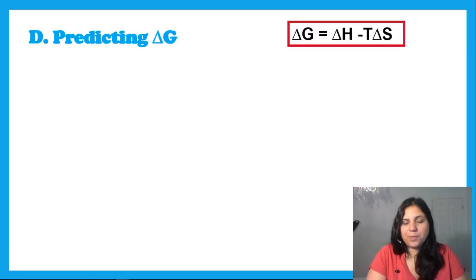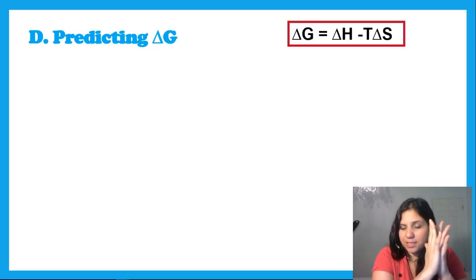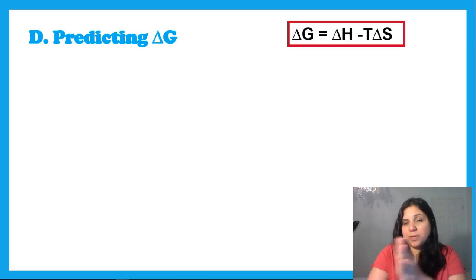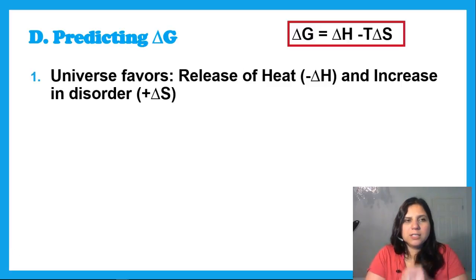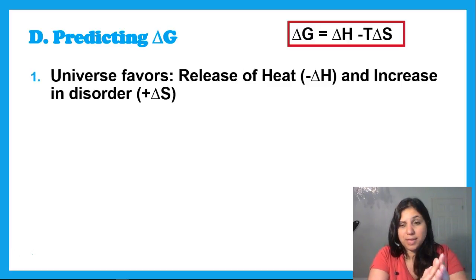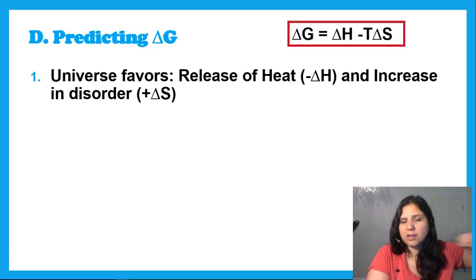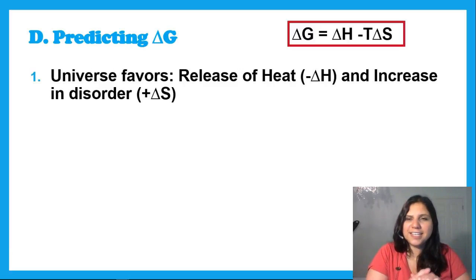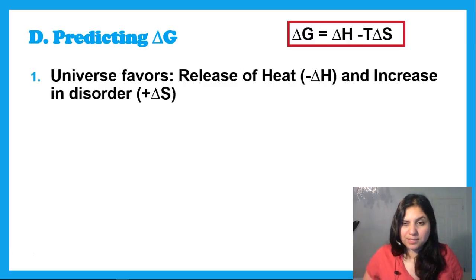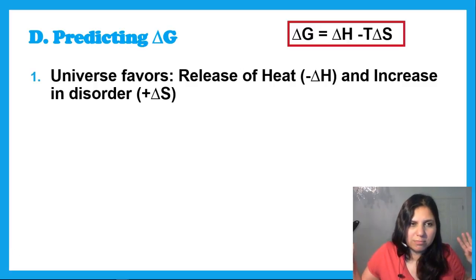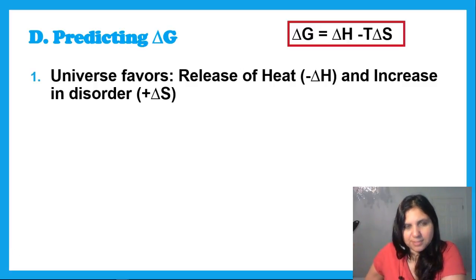All right. Not only do we have to be able to calculate delta G, but we also have to predict it based on the delicate balance between enthalpy and entropy. Recall that the universe favors exothermic reactions, ones that release heat, because we want that extra heat to go into doing work later, and increasing the disorder because things just naturally occur to randomness. We have to put work in to make them not random.